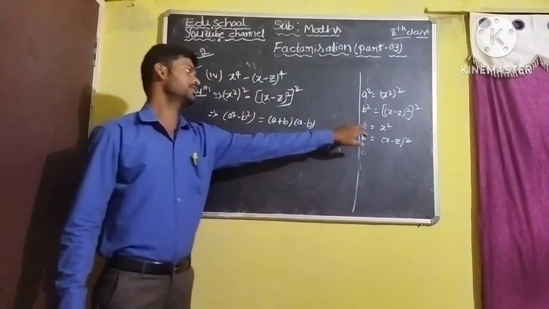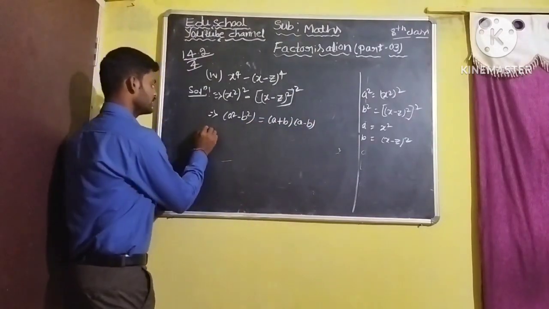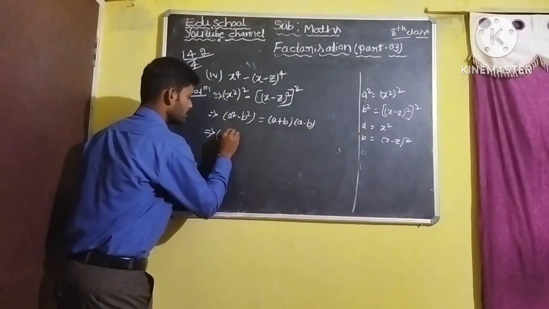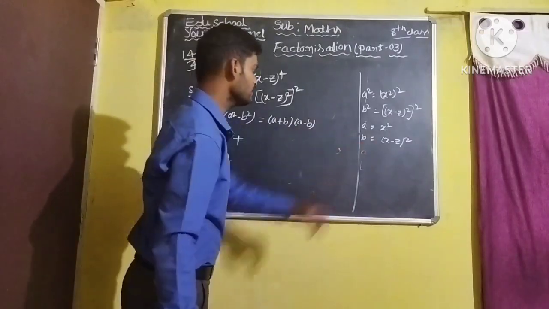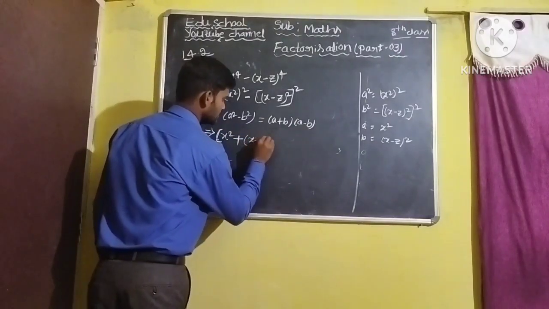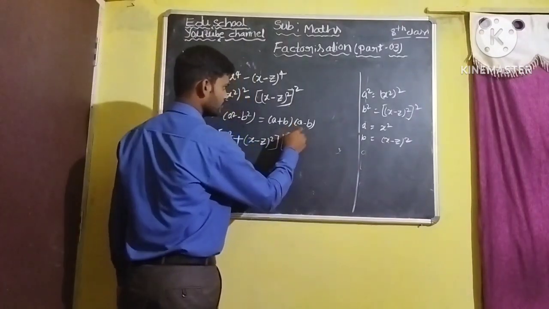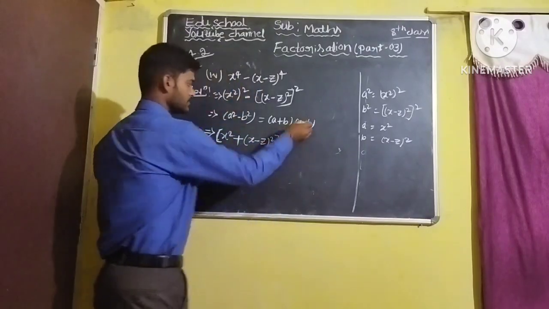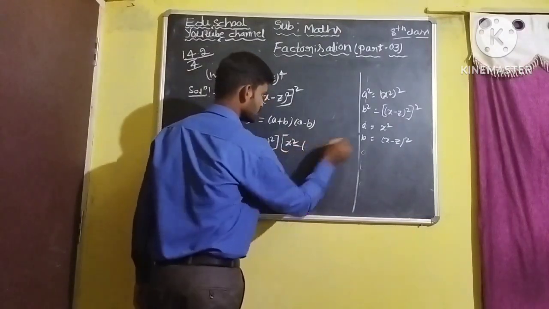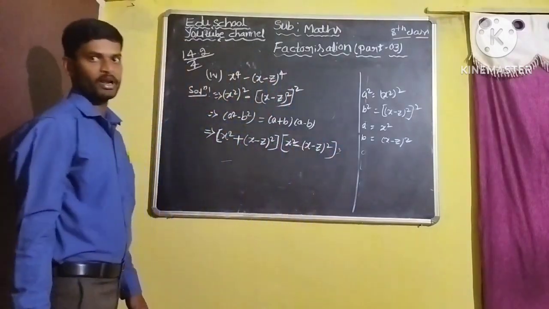We can apply the a plus b into a minus b formula. So the next step becomes: in the place of a I can write x square plus, in the place of b I can write x square minus z whole square, into, in the place of a I can write x square minus, and in the place of b, what is there here? x minus z, (x minus z) square, close bracket.